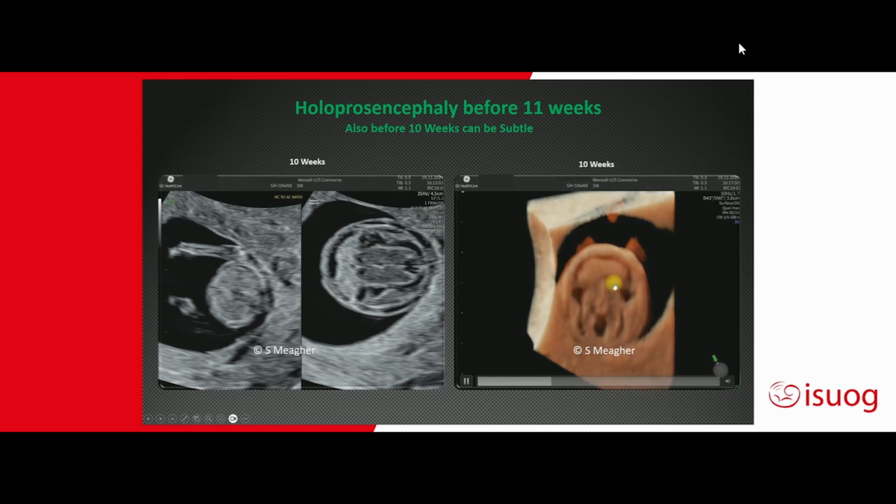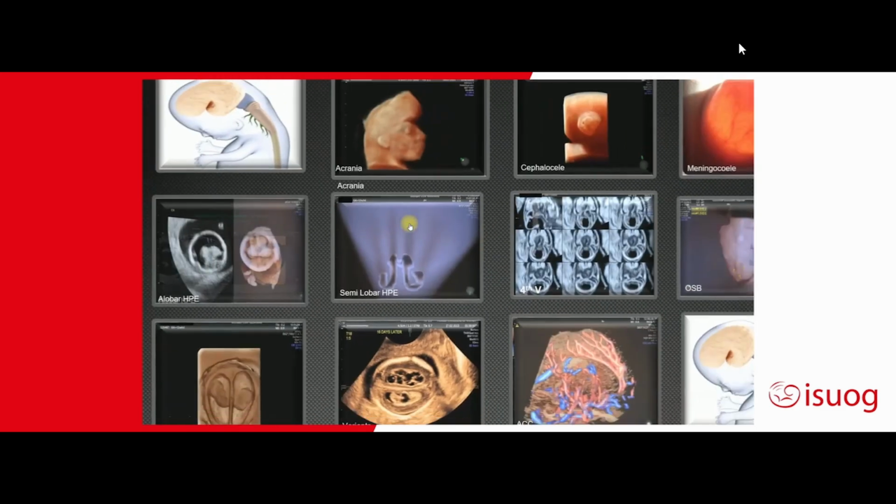But again, I say this is a subject for another talk on another day, talking about making diagnosis of these major brain abnormalities before 11 weeks of gestation.